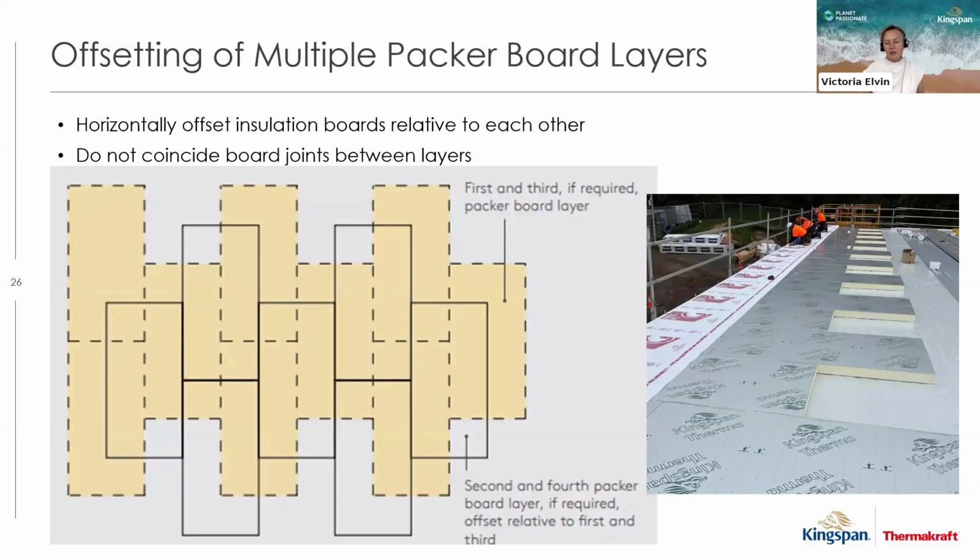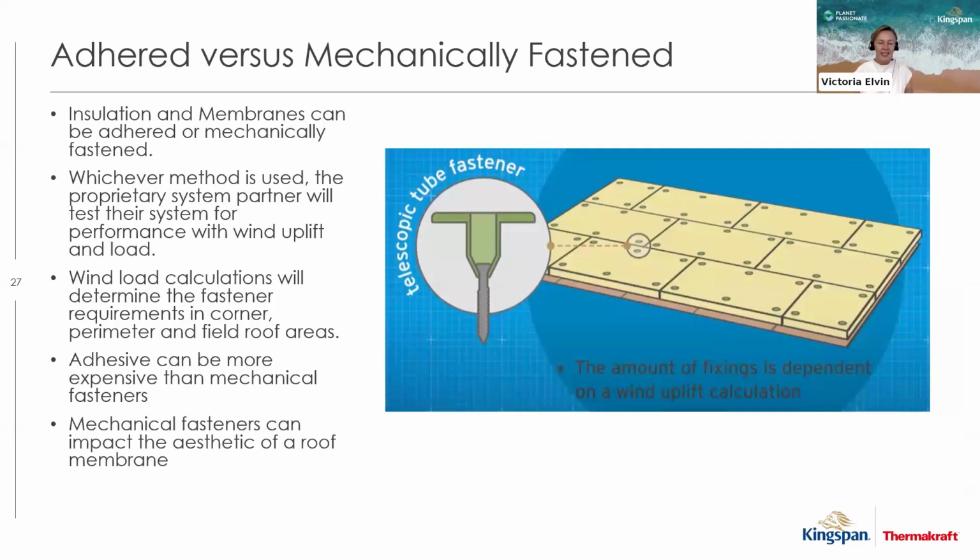Installing PIR is very simple to do. It's a very quick and fast process, and you'll see that the boards are offset to reduce any potential for thermal bridging and so on. We do not line up the joins on the boards. And as mentioned, we have an adhered or mechanically fastened system.